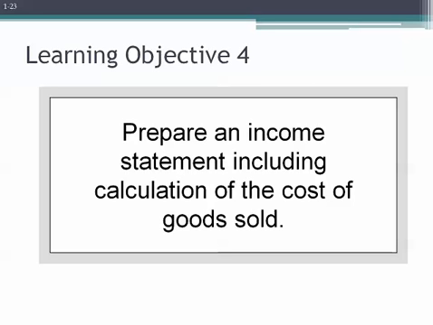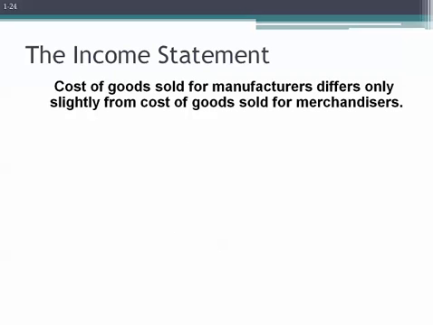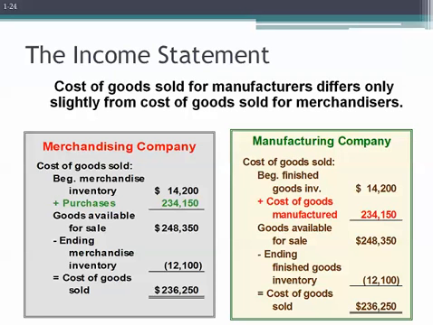Learning Objective 4 is to prepare an income statement including the calculation of cost of goods sold. The merchandising companies calculate cost of goods sold as beginning merchandise inventory plus purchases minus ending inventory. So beginning inventory plus purchases gives us goods available for sale. Then we deduct ending inventory to calculate our costs of goods sold.